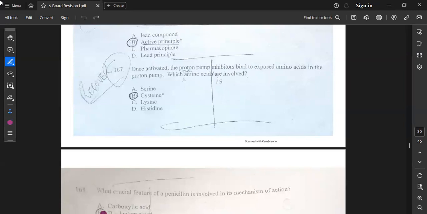Then minor side effects would be headache, dizziness, rash, diarrhea, nausea, flatulence. So a lot of the short-term side effects have to do with the GI, and then long-term usage may lead to chronic kidney disease, bone fractures, vitamin B12 deficiency, pneumonia. I think that's good.